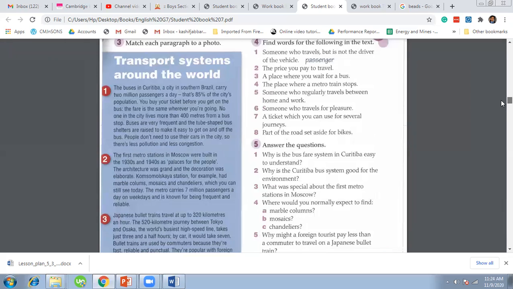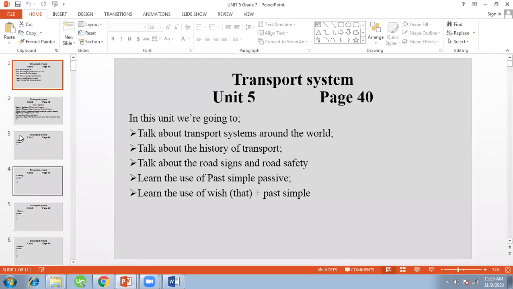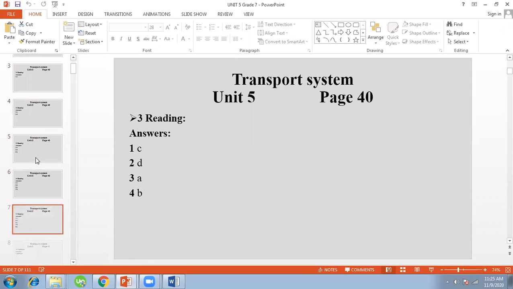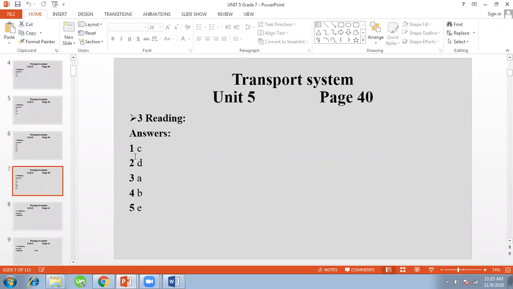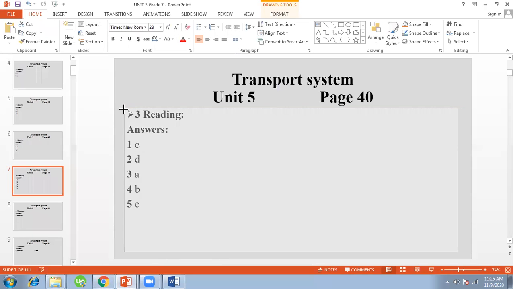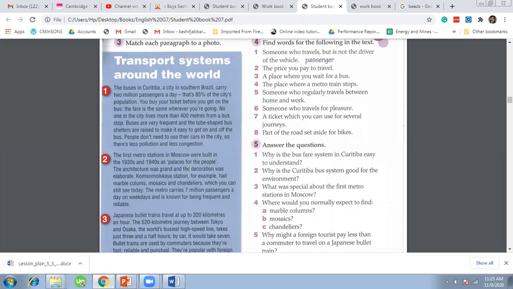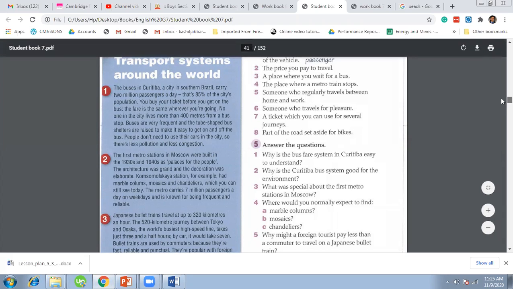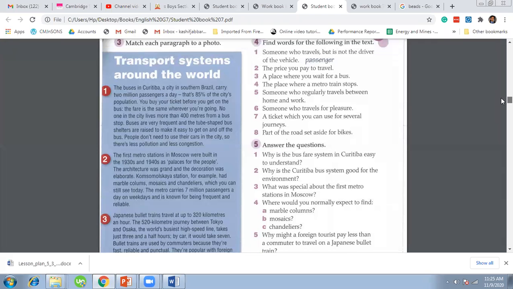So these different means of transportation we came to know. And we are going to match these paragraphs with the pictures above. So how are we going to do it? Let's see here. All right. Paragraph number one is matching with picture C, 2 with D, 3 with A, 4 with B, and 5 with E. So we've gone through these paragraphs in detail during our class. I hope you have understood everything about these systems of transport within these cities.